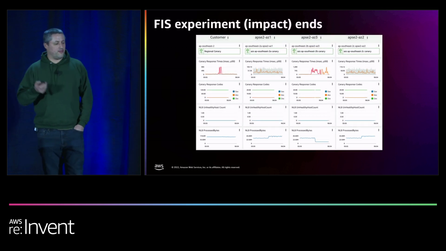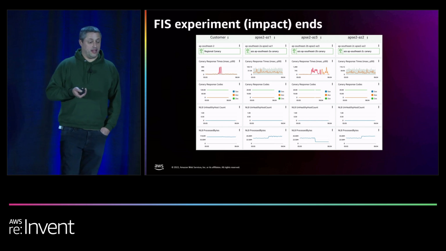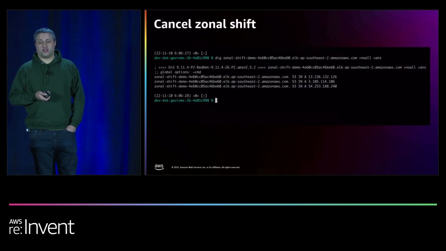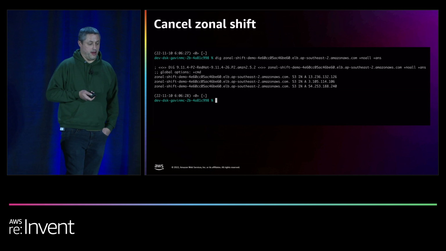And so I set the experiment to run for half an hour, so it ends of its own accord, and you start to see AZ3 back to normal. And we can stop our zonal shift and move back into AZ3.